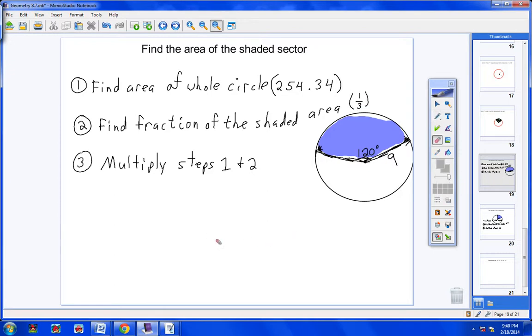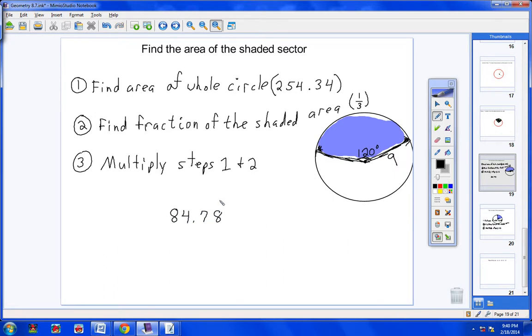And now look what you do. You take your calculator and you multiply steps 1 and 2 together. So you take this number times this number and you're finished. It's that simple. So 254.34 times 1/3 is going to give you this right here.